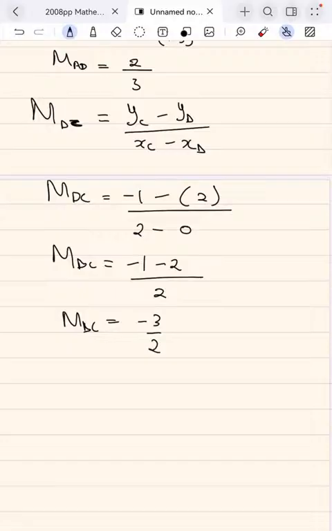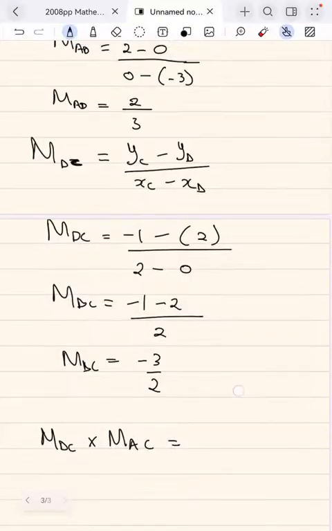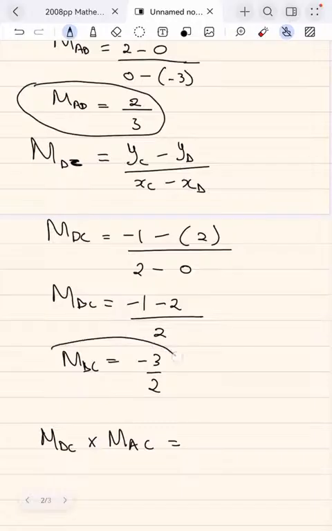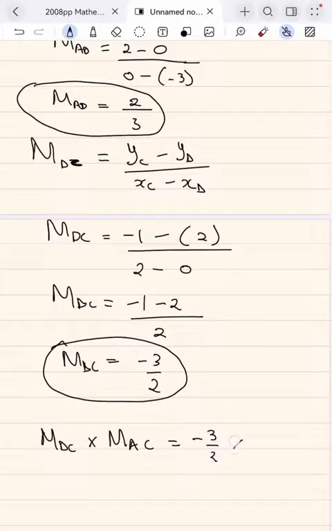Therefore, we say MDC multiplied by MAD is equal to, remember, MAD is this, MDC is this. MDC is -3, all divided by 2, times MAD. Wait.